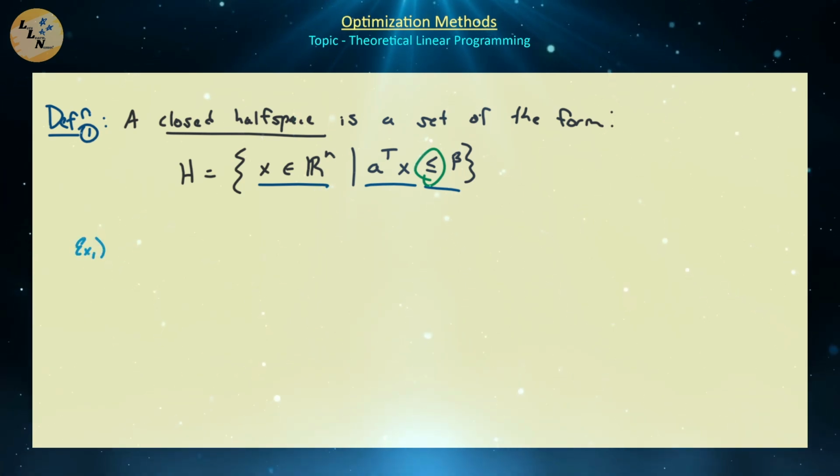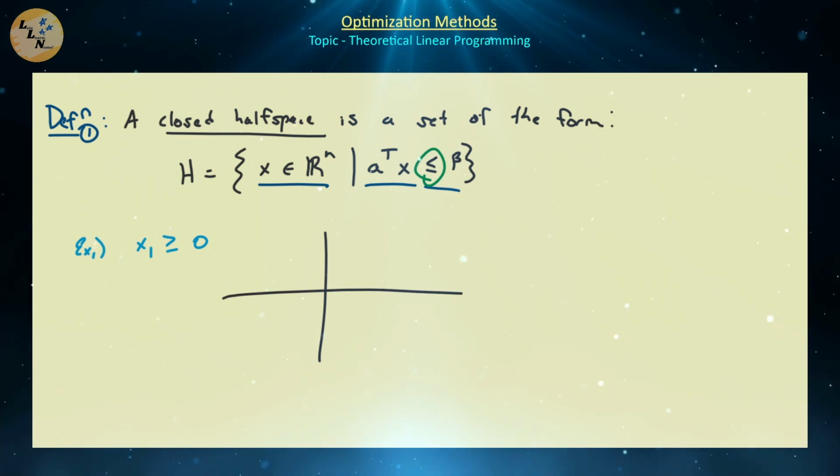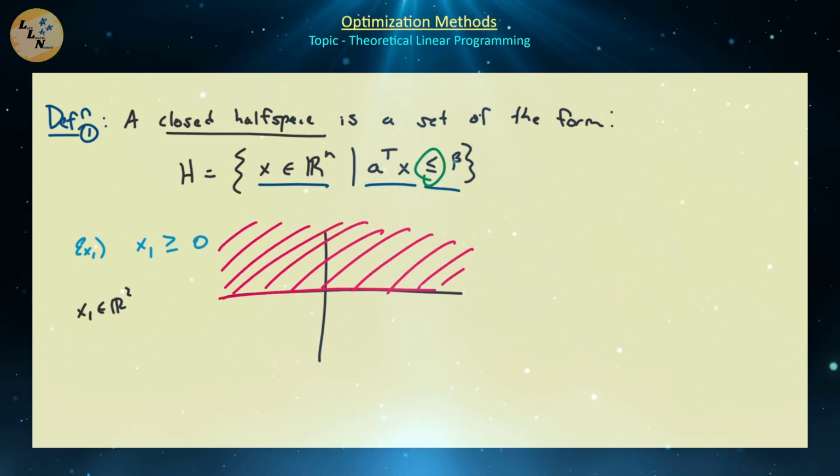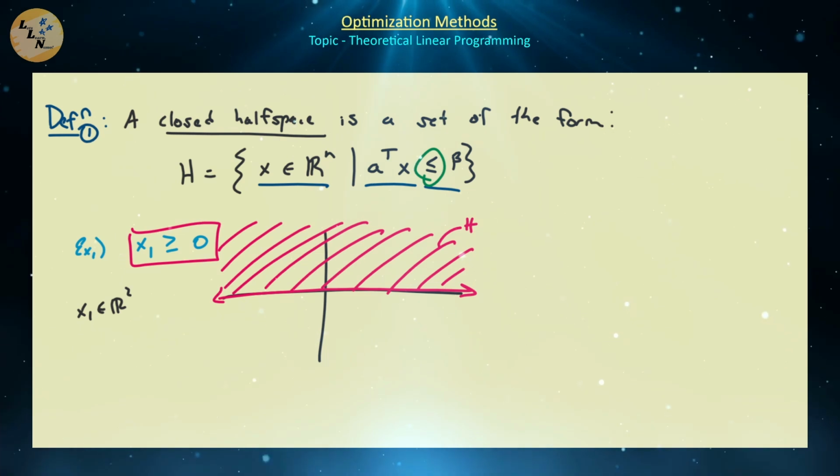One example of a closed half space would be the set consisting of all the vectors that satisfy x1 is greater than or equal to 0. So what does that set particularly look like? Well, that set, at least in R2, so let's assume that x belongs to R2, is going to be the set of all vectors belonging to this region here, including that particular line there. So this would be the closed half space that is described by that particular relation.